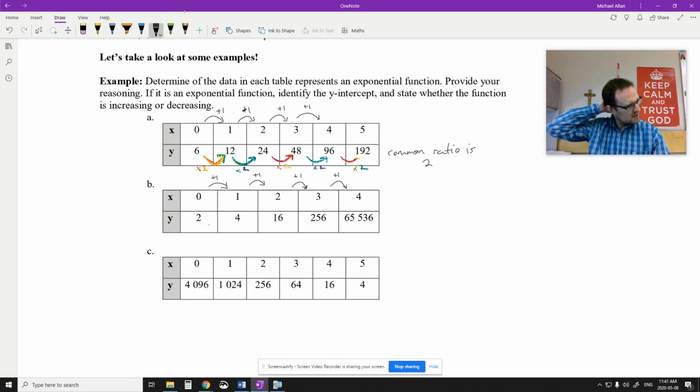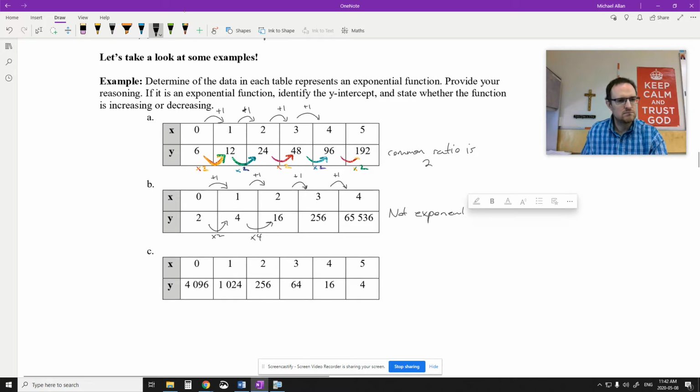Now this one, let's see. We're going to times by 2, looking promising. But then also we times by 4 here. That's not a common ratio. So that one's not exponential.